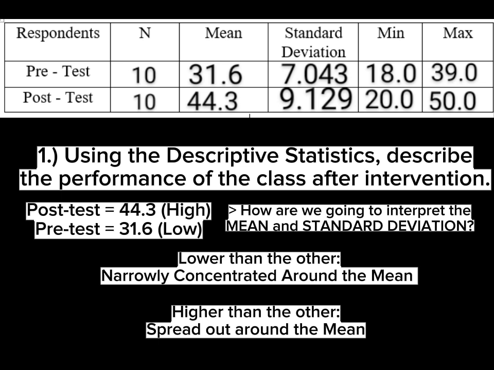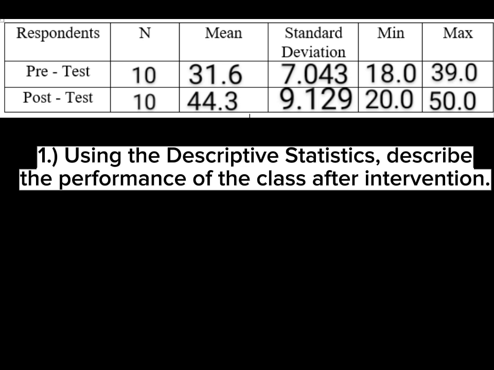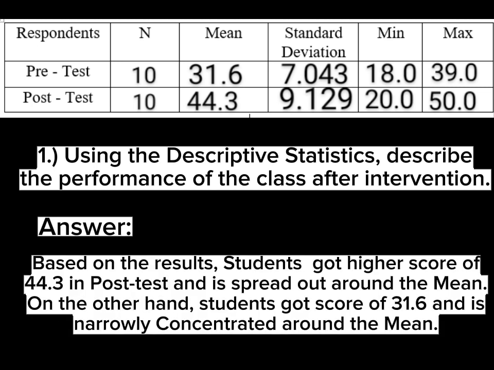And now, let us answer question number 1. This is how we are going to interpret and explain the data. Based on the results, students got a higher score of 44.3 in the post-test and it is spread out around the mean. On the other hand, students got a score of 31.6 and it is narrowly concentrated around the mean.